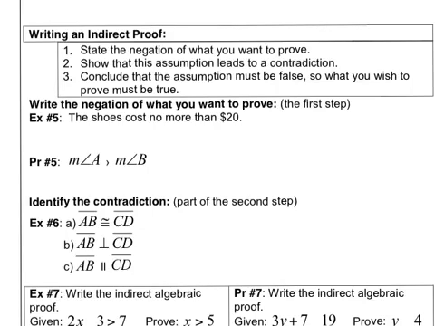That may be a good idea. Instead of stating, maybe you could say assume. So I could cross that off and you could put assume the negation of what you want to prove. That might be a better way of thinking of it.